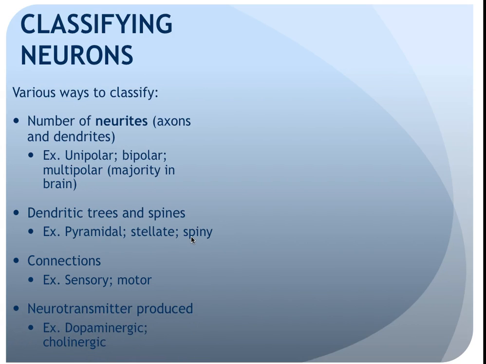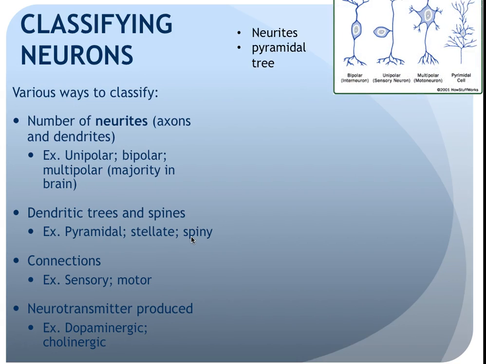And finally, the last one that I'm going to discuss with you is by the type of neurotransmitter that is synthesized by the neuron. So you may have heard that, for example, Parkinson's disease is characterized by loss of what we call dopaminergic neurons. So what does dopaminergic mean? Well, dopaminergic means that they are neurons that synthesize, drumroll, dopamine. Versus cholinergic neurons, which synthesize acetylcholine. So this is yet another way of classifying.